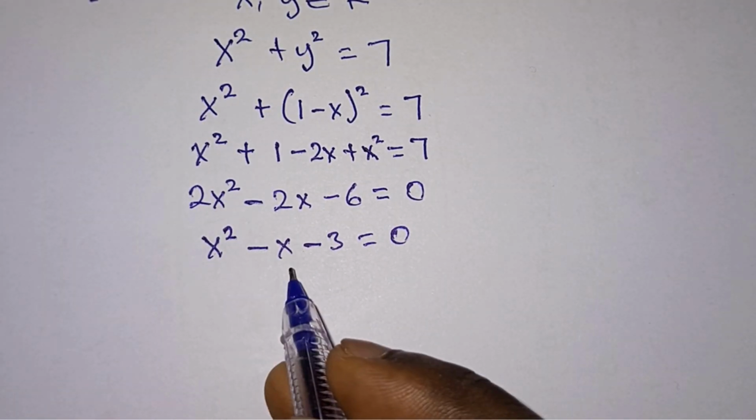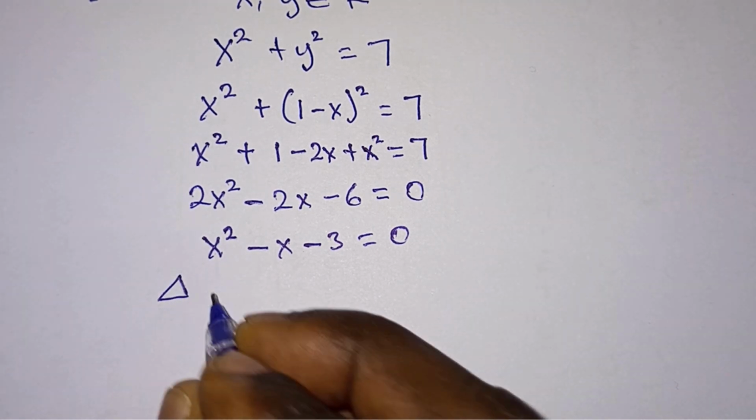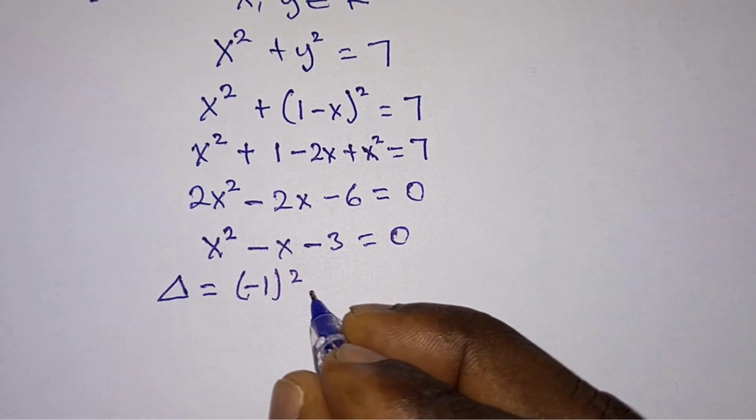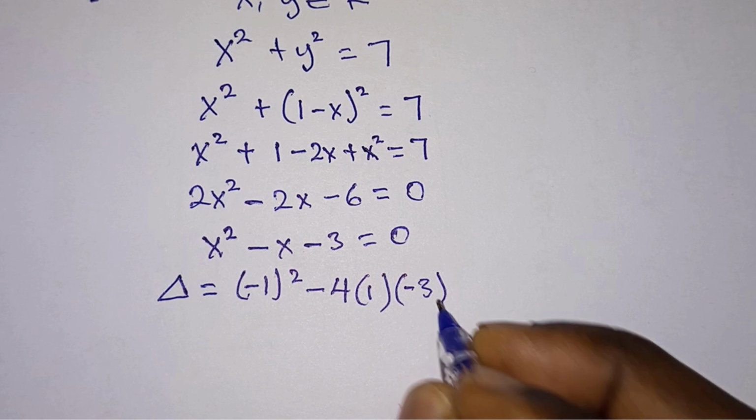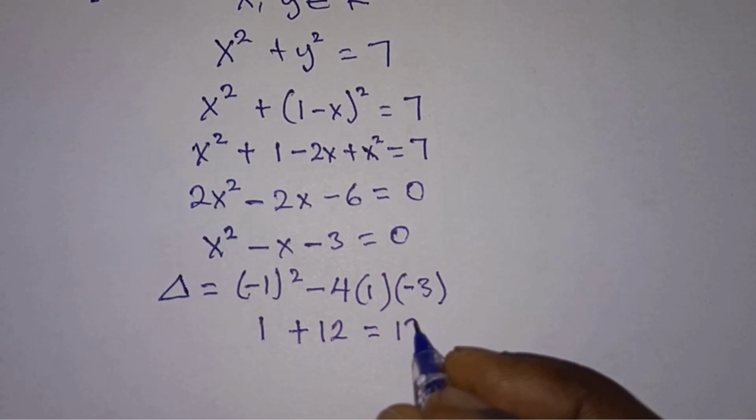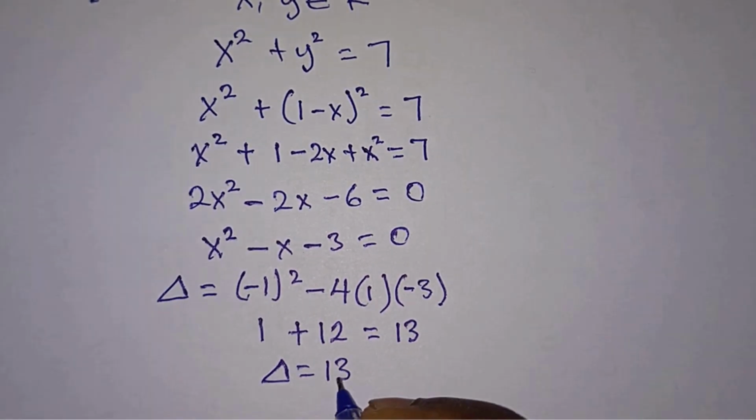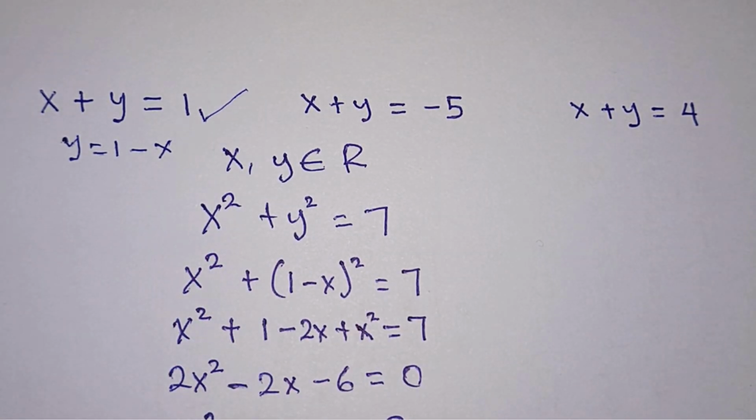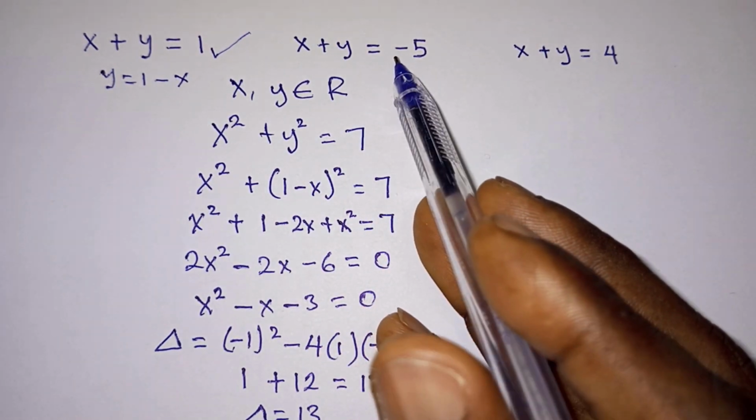So to see whether this one will give us real solutions, we need to discriminate using the discriminant formula, which is delta is equal to b squared minus 4ac. b is minus 1, squared, minus 4 times 1 times negative 3. We have 1 plus 12, which is equal to 13. Since delta is equal to a positive number, it means that x plus y equals 1 is a correct answer to the problem.